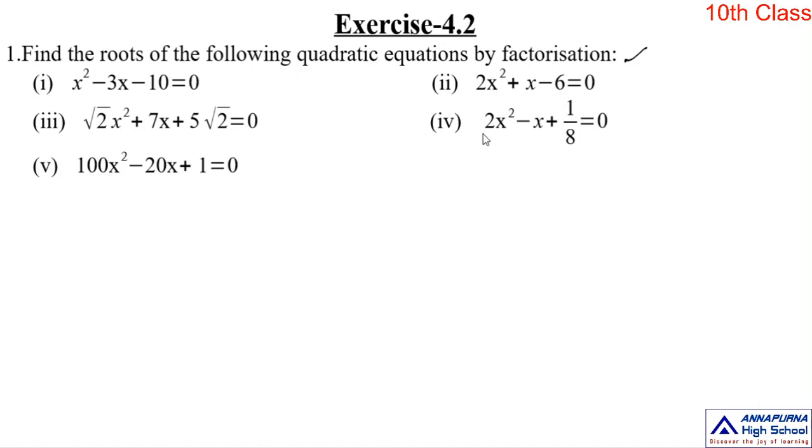For example, let's see the fourth equation. 2x square minus x plus 1 by 8 is equal to 0. In this equation, one term is in the form of p by q, so better to change this term into integer. How? It is very easy. Find the LCM of all the denominators. Here the LCM is 8, and multiplying through, the equation becomes 16x square minus 8x plus 1 is equal to 0.